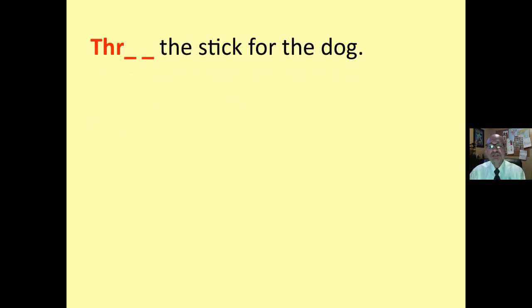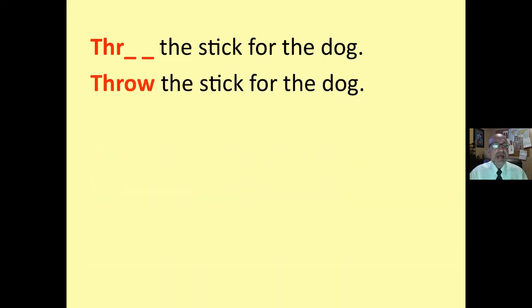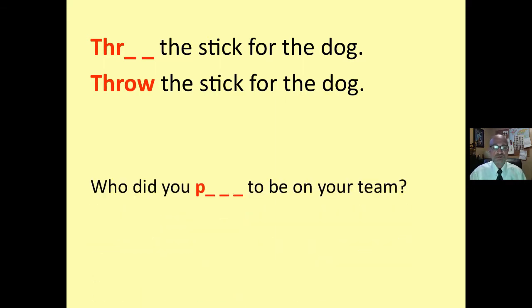"Throw the stick for the dog." "Blank the stick for the dog," and we have the student guess. And then once they guess, they read it again until they can read it fluently. And we do not want the student to struggle here.